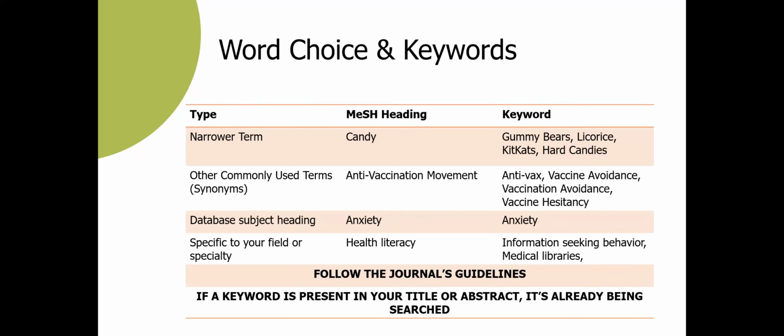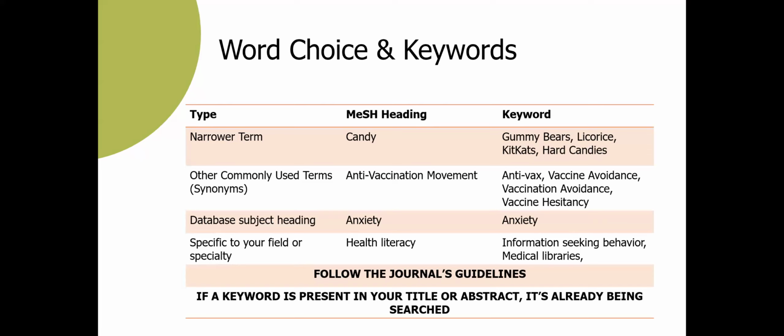Now we'll talk a little more about word choice and keywords. These are a few strategies to consider depending on your topic. One choice may make more sense than another. It's important to think about the audience you're trying to reach and how they would search for articles like yours. When selecting keywords, one strategy is the narrower term. Maybe your abstract uses the word candy, but your keywords mention the specific brand or type you studied.